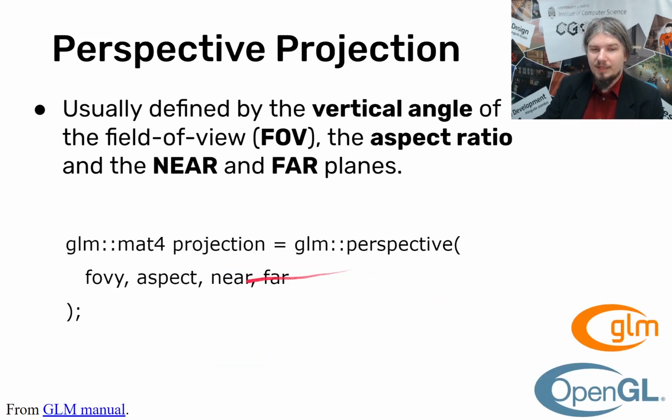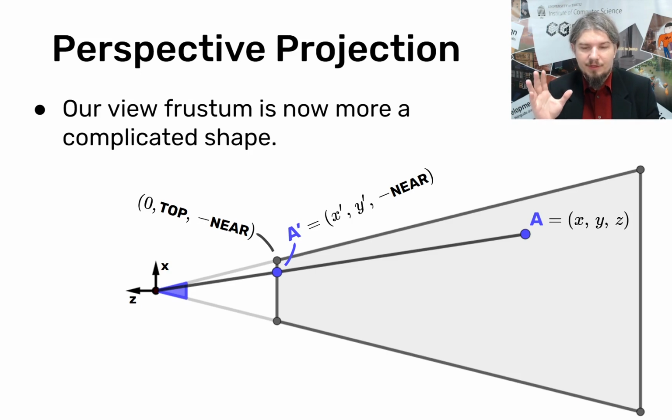Also in GLM, same thing: field of view Y, aspect, near and far. So next we're going to try to figure out how to convert this complicated frustum shape into this normalized device cube, this canonical view volume. To do that, we see how we should transform the coordinates inside this view volume to project them down to this near plane. So for that, we're going to have this point A and this projected point A'.